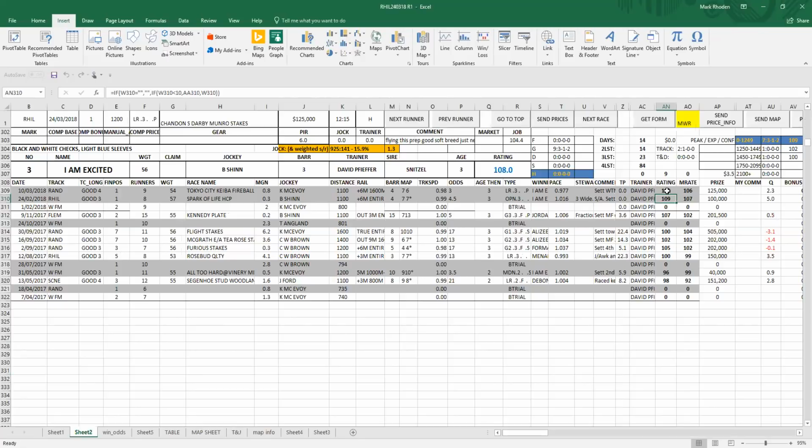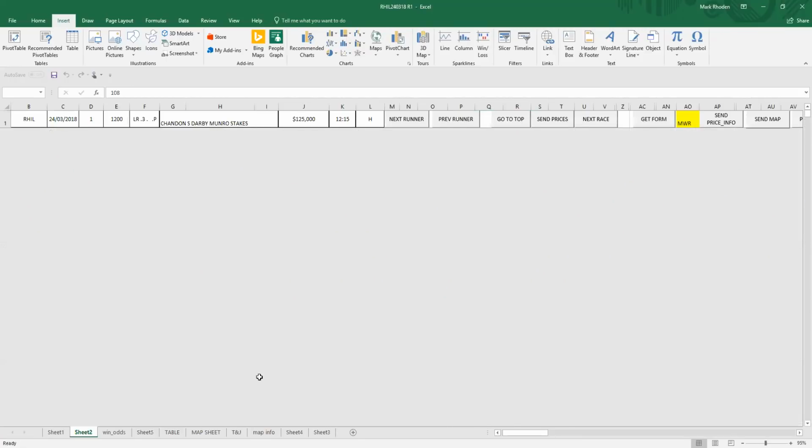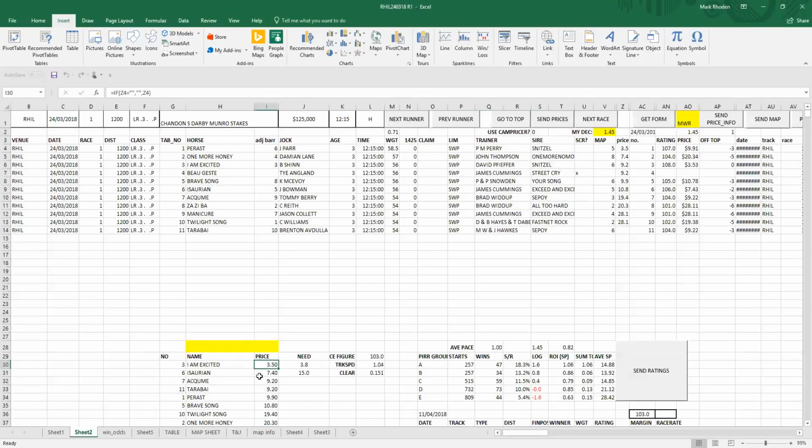So I actually was a little conservative. I didn't give her absolute best to price her. I gave her 108, one off, and even taking that point off, that still made her $3.50 favourite and well clear of the second pick, Isaurian, who was $7.40.